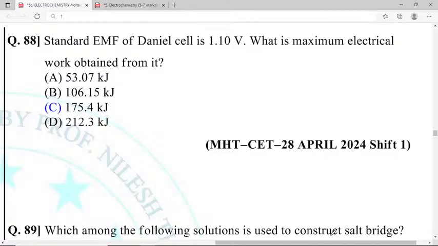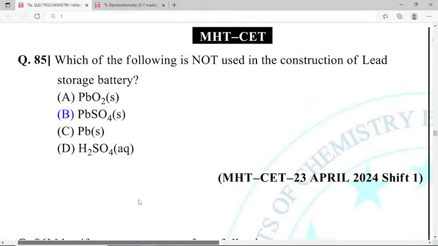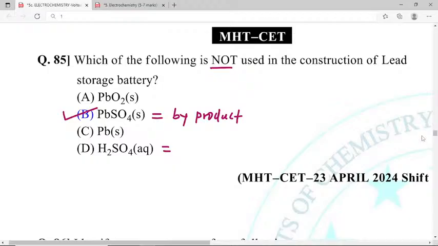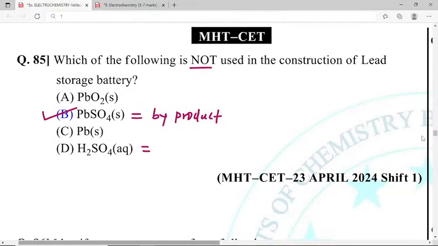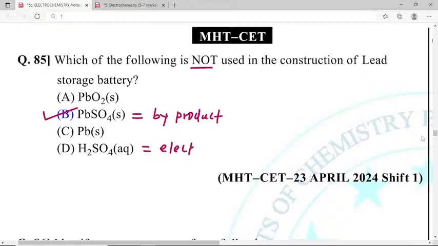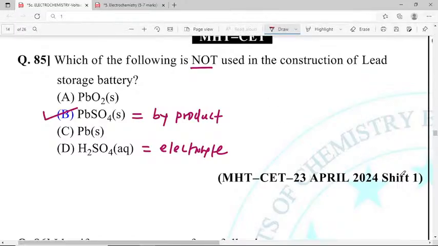Next question. Which of the following is not used in construction of lead storage battery? Lead sulfate is a byproduct. It is a byproduct. It is electrolyte. One is anode, one is cathode. PbO2 as the anode, lead as the cathode.